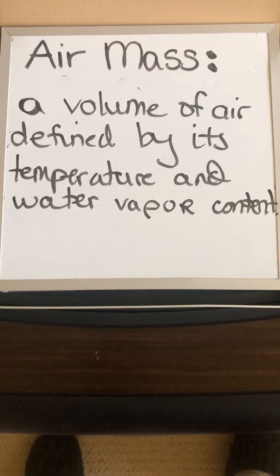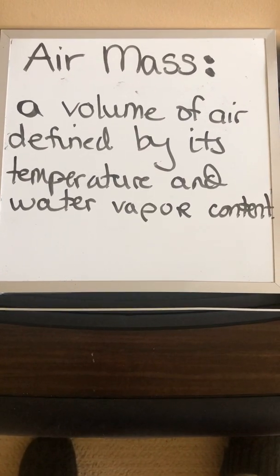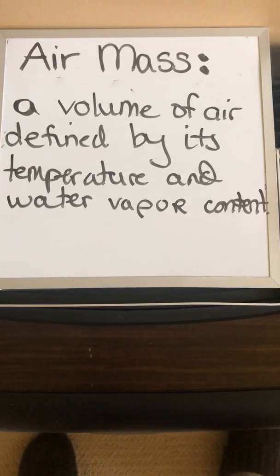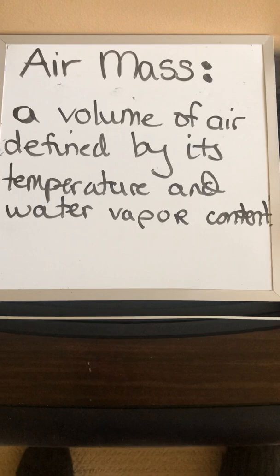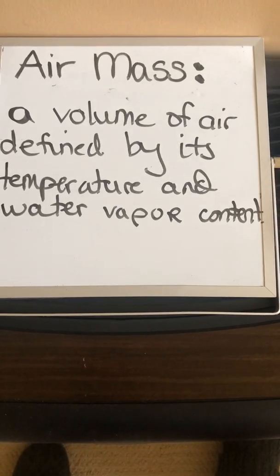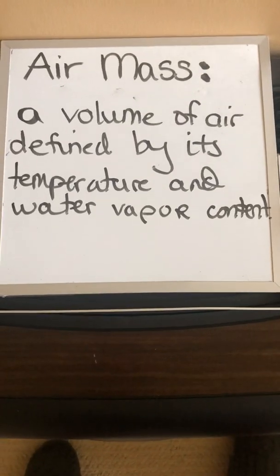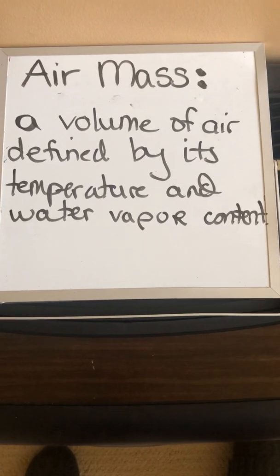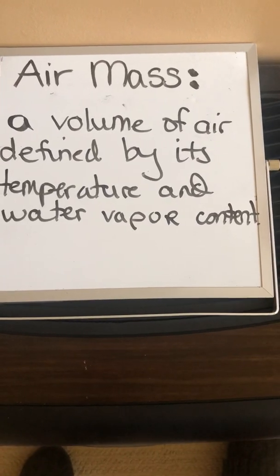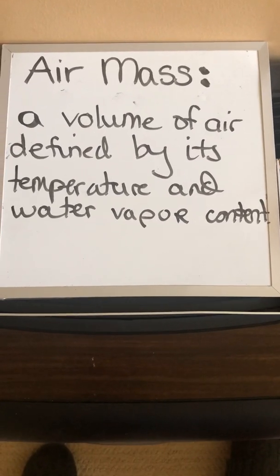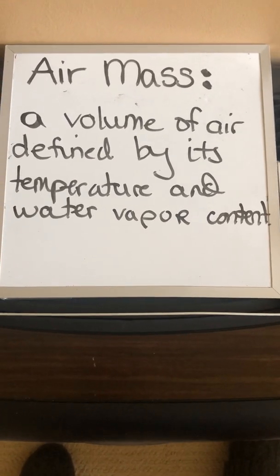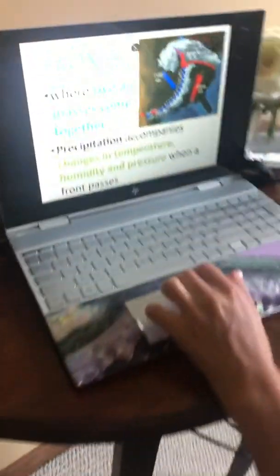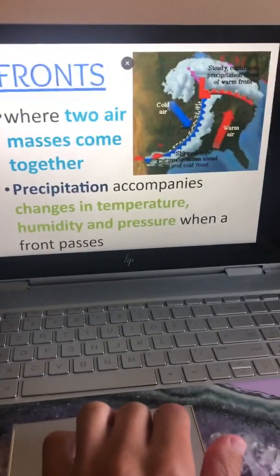Today we're going to talk for a second about air masses, and then we're going to go into fronts. An air mass is a volume of air defined by its temperature and water vapor content. There are different types of air masses. If they form over land, we call them continental. If they form over the ocean, we call them maritime, but that's more like extra information that you really don't need to know.